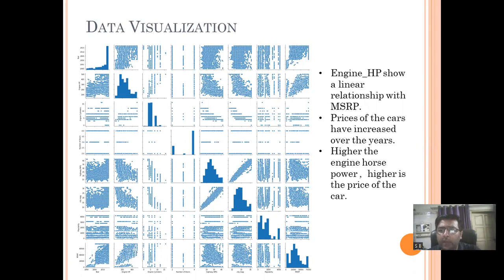So the prices of the cars have increased over the years, which is quite true. Higher the engine horsepower, higher is the price, which is quite natural also. So this visualization was also done in the Python Jupyter notebook. I'll be showing this in the next slide.